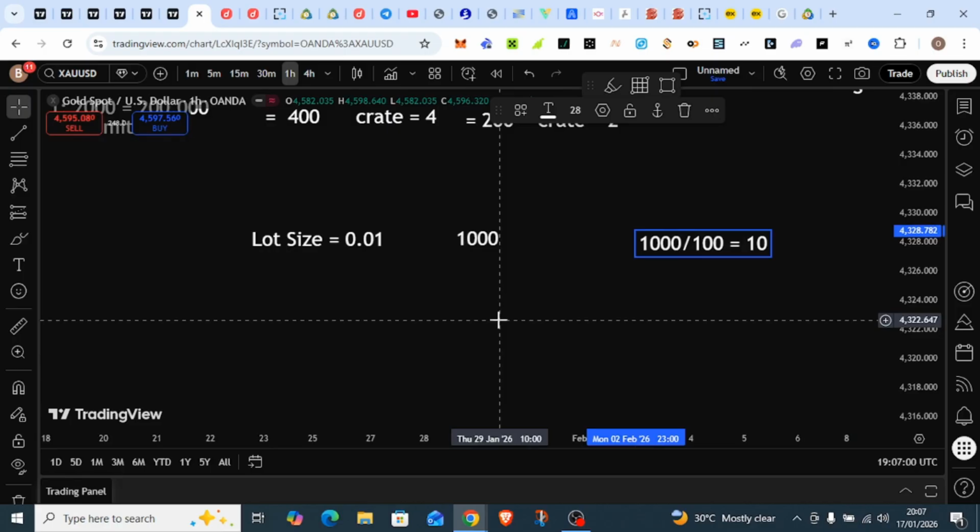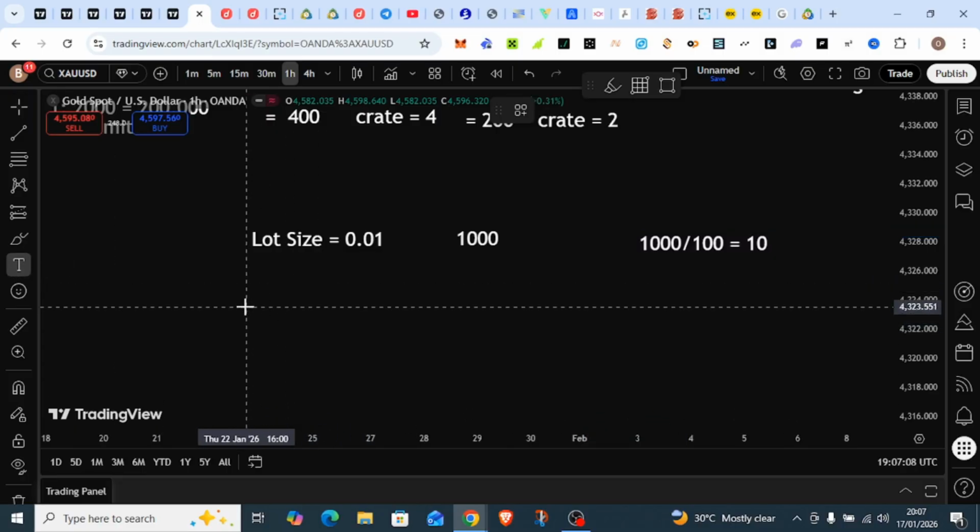I want to explain some important terms I listed here. We have equity. This equity is your account balance plus or minus any unrealized profits or losses from open trades. When you add your account balance and the floating profit and loss, you get your equity.